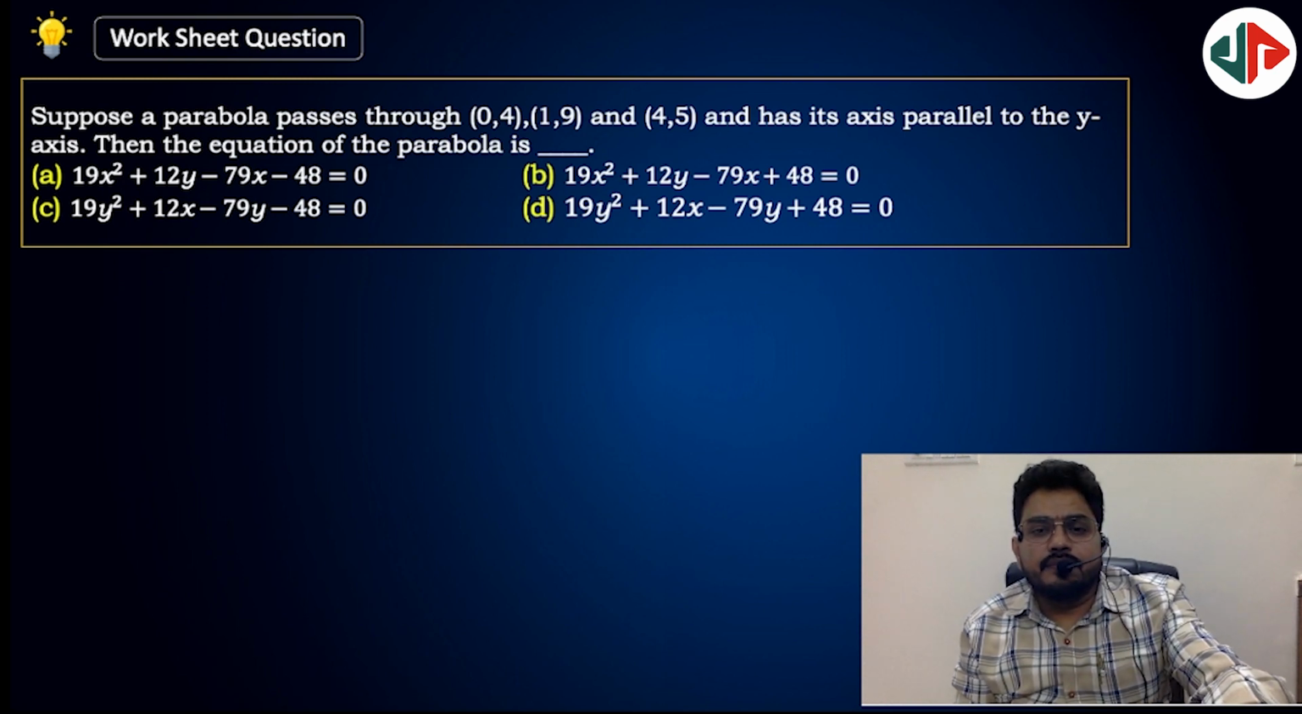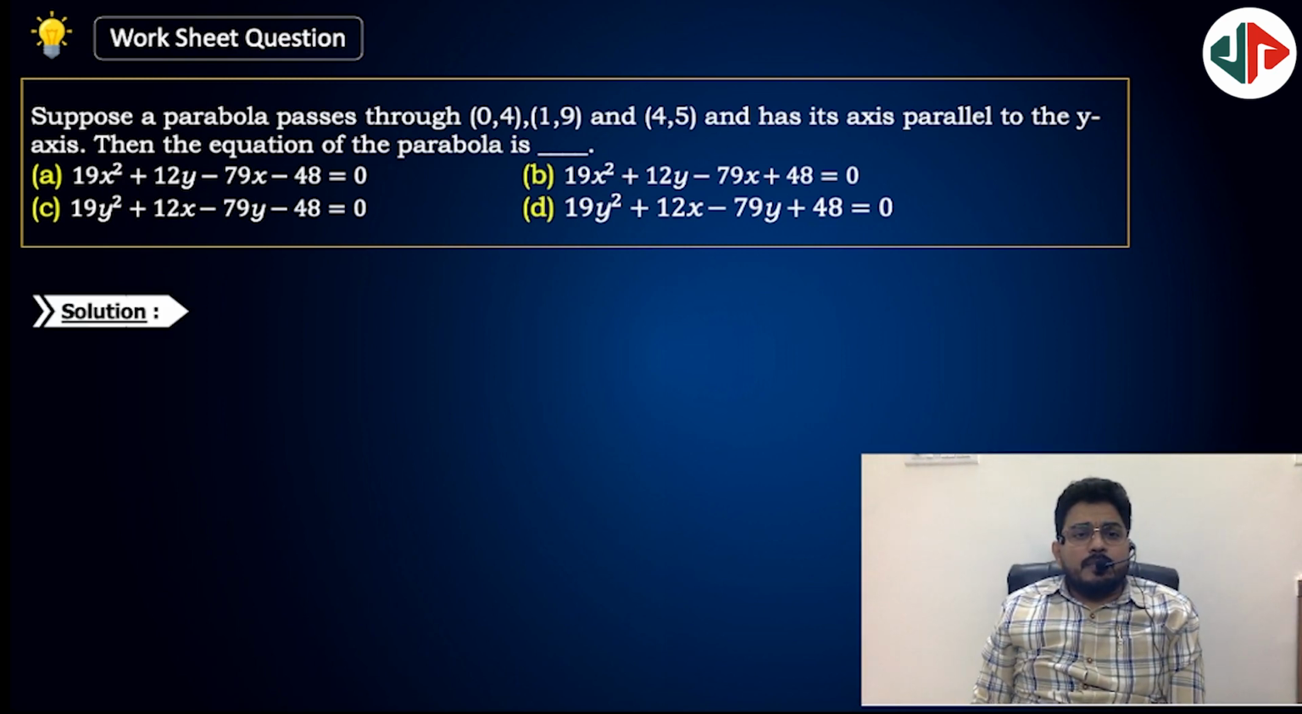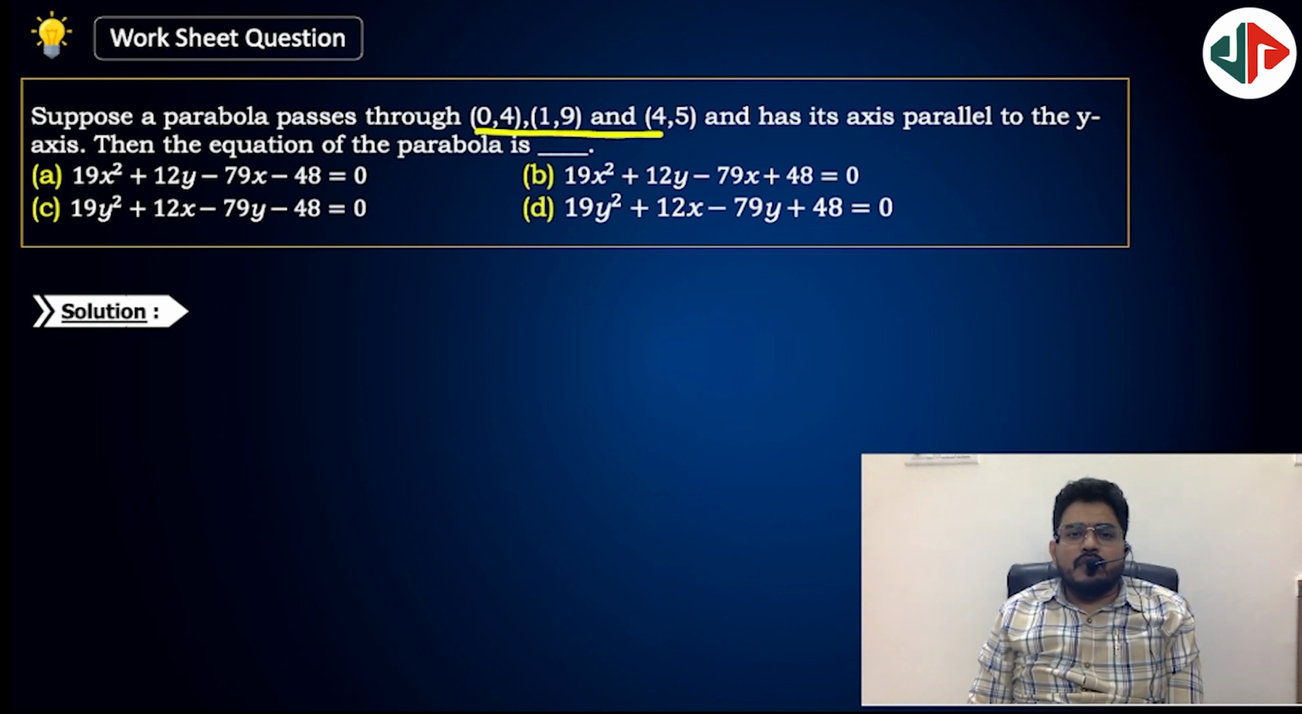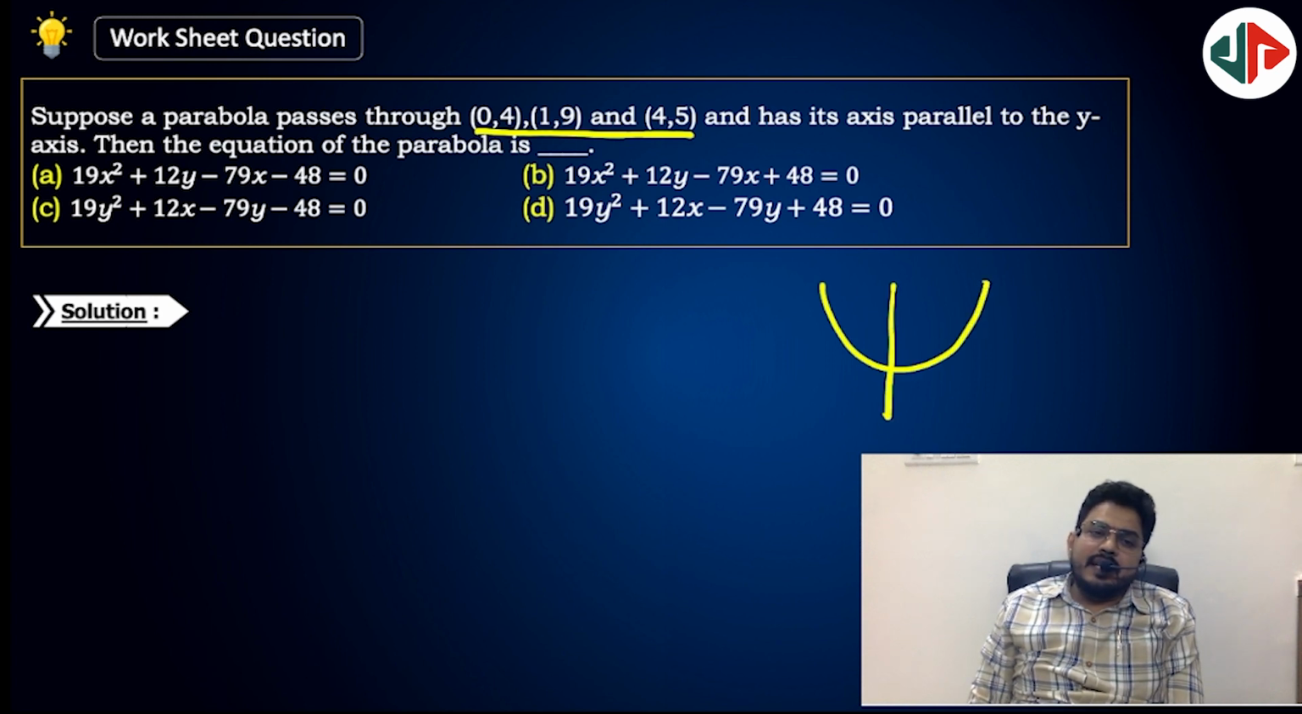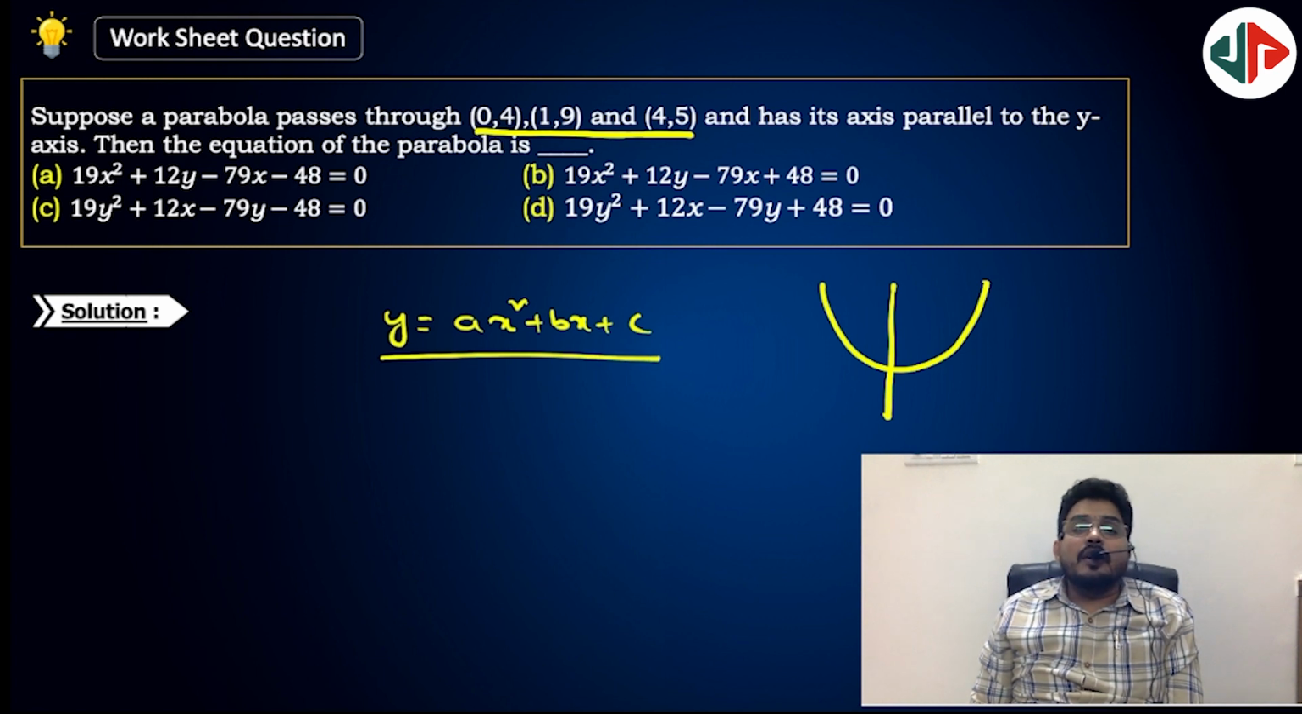Next question: suppose a parabola passes through (0, 4), (1, 9), (4, 9) and has its axis parallel to the y axis. What is the equation of the parabola? It is a parabola parallel to the y axis, so y = ax^2 + bx + c. What I suggest is to verify with (0, 4) first. 12y - 48, yes, this is the answer.